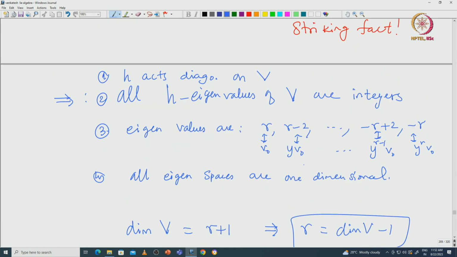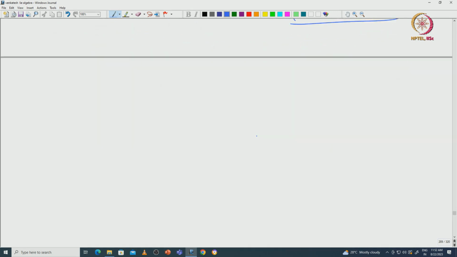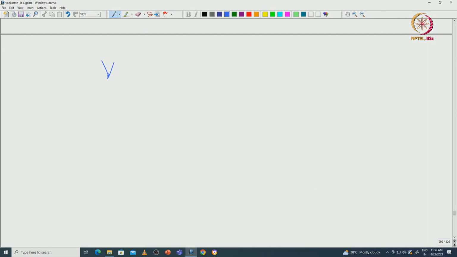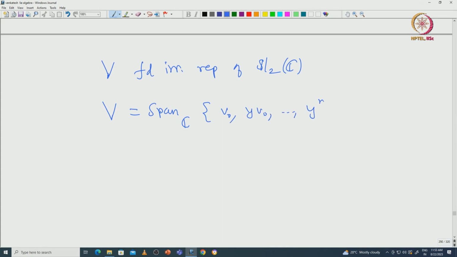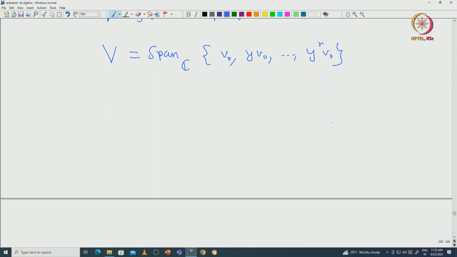Okay. So, this r in some sense captures everything about this finite dimensional irreducible representation. So, what did we do? We started with a finite dimensional irreducible module of this sl2c, and then we established this basis for this representation, which is generated by this v naught: v naught, y v naught, etc., y power r v naught. Okay. So, then we proved how each basis element of this sl2c acts on this basis of this capital V.